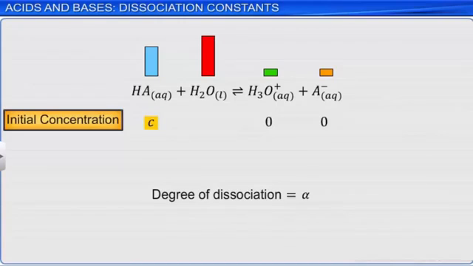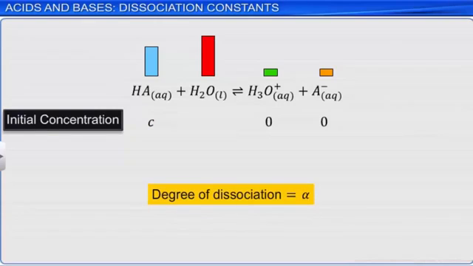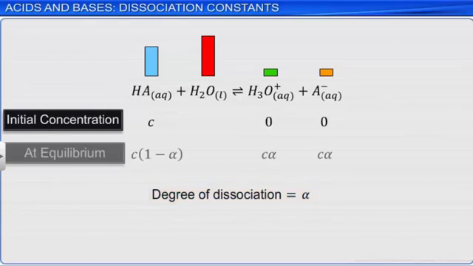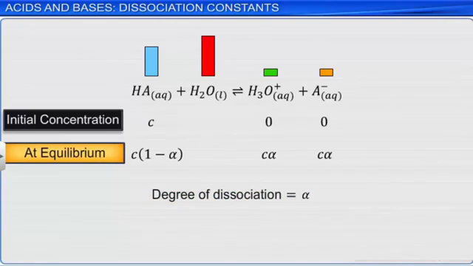At equilibrium, the number of moles of the reactants will be C into 1 minus alpha, and that of the products will be C alpha and C alpha respectively.